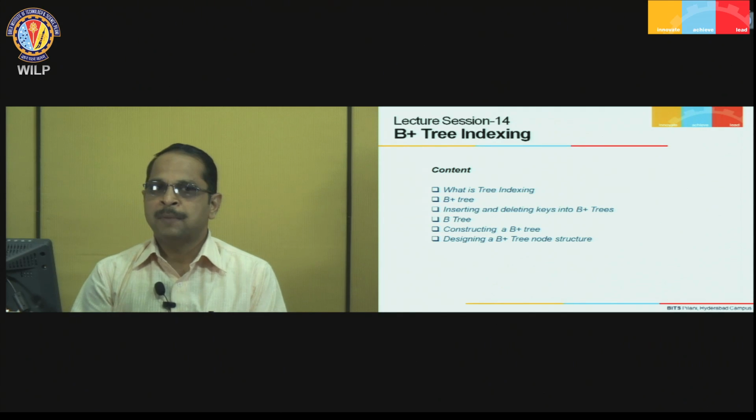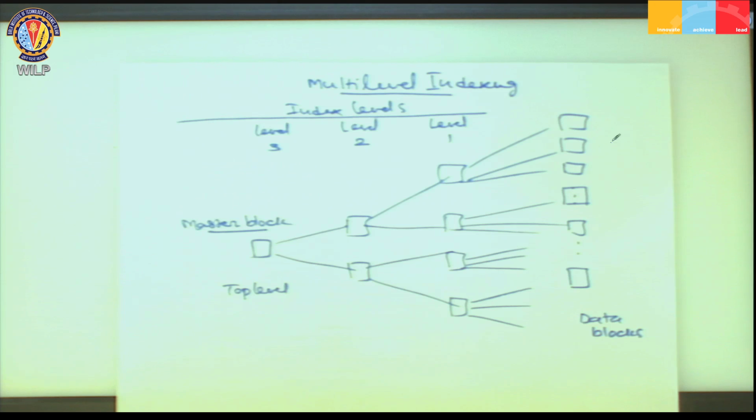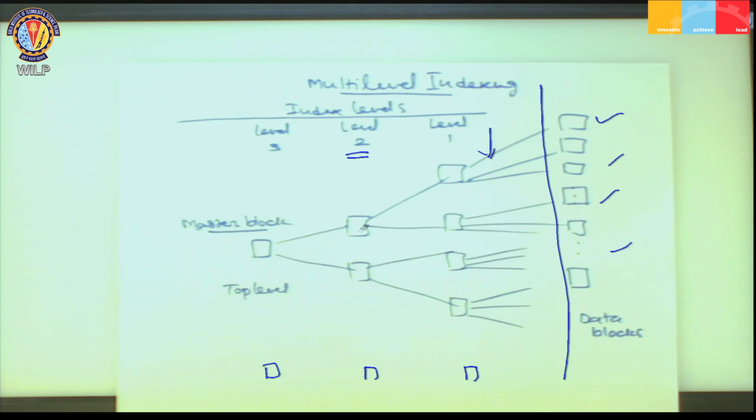If we look at multi-level indexing, it is like this. We have data blocks in the data file, then we have multiple levels of indexing in the structure. This is first level indexing. These first level indexing blocks will point to the data blocks, and then we have second level indexing where the indexing blocks will point to the next level indexing blocks, which are available at level 1 in this example. And we have the third level, wherein we have only one block available, and that is called the master block, or the top level.